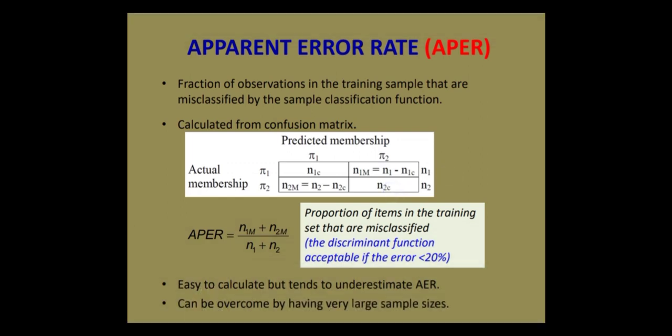So from there we can calculate the APER, the ratio, the error rate, and then change kepada percentage. If the APER is less than 20%, so we can say that we can use this discriminant function, or we can use this classification function for the other data. Okay, itu adalah APER. Okay, this is easy to calculate using the APER rather than OER and AER.